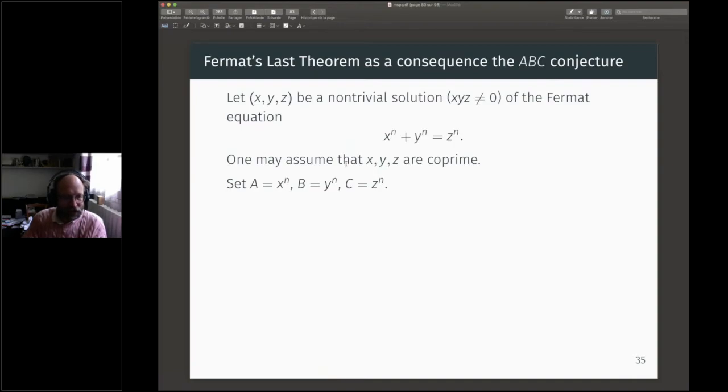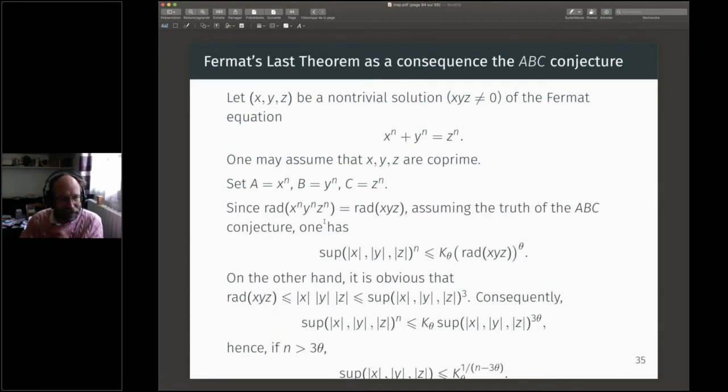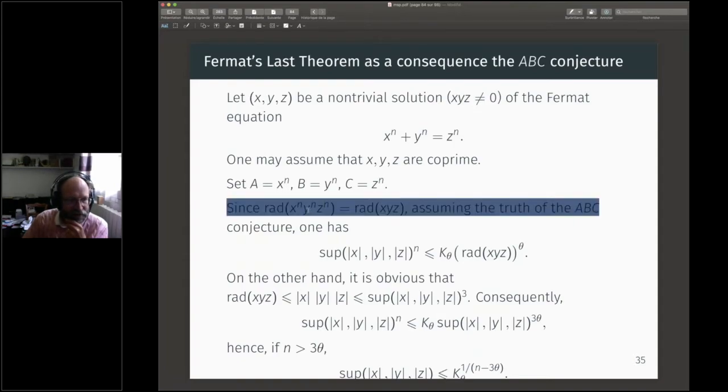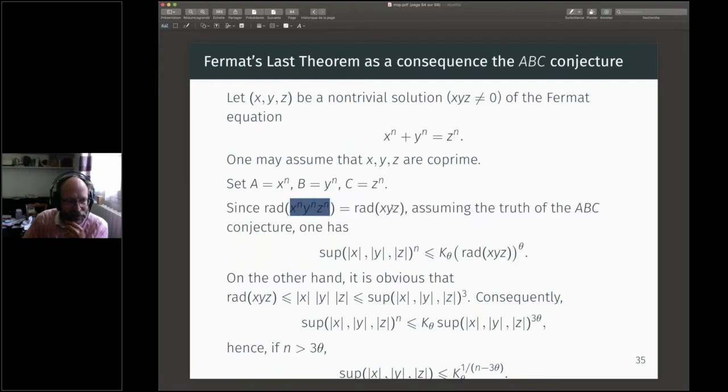And then all these integers are coprime. And I will apply the ABC conjecture with a is x^n, b is y^n, and c is z^n. And now the radical of some power is just of x^n, y^n, and z^n. So the prime numbers which appear in this product here are just the same prime numbers which appear in x, y, z. So the radical of x^n, y^n, z^n is the same as the radical of x, y, z. And so now, assuming the truth of the ABC conjecture, I will get the supremum of x, y, z to the n is smaller than k theta times the radical of x, y, z to the theta.